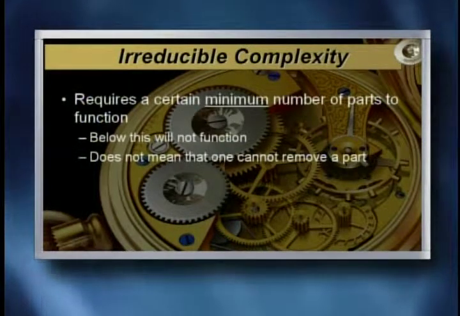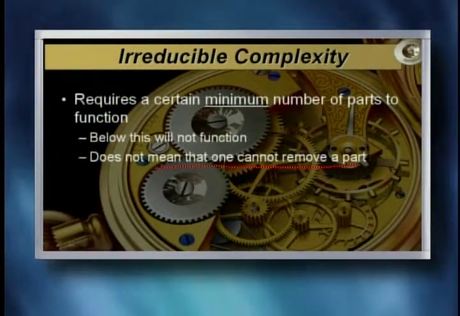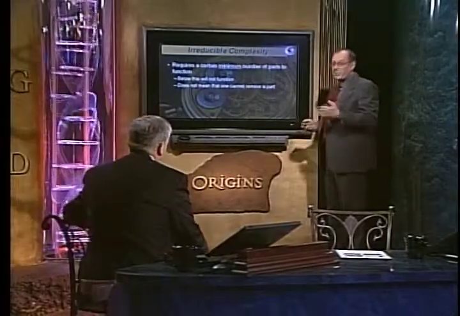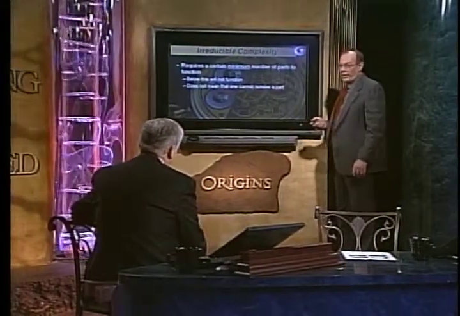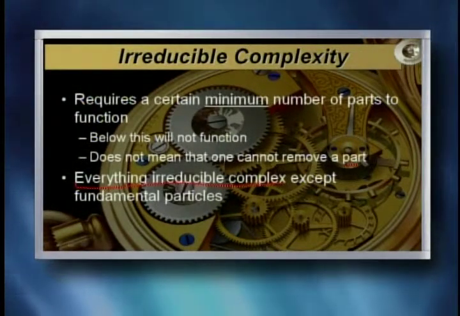And I should mention, this does not mean that one cannot remove a part. It's often assumed that irreducible complexity means you cannot remove a certain part. It says there's a certain minimum number of parts that is necessary in order for something to function. I conclude that everything is irreducibly complex except what they call the fundamental particles.